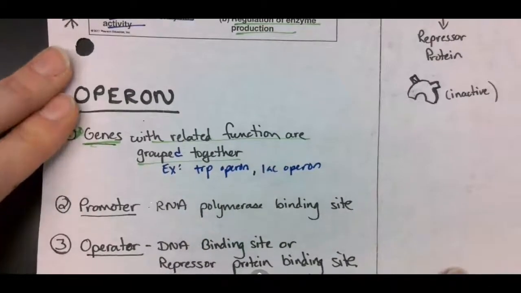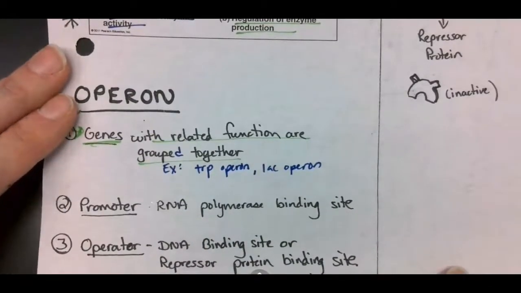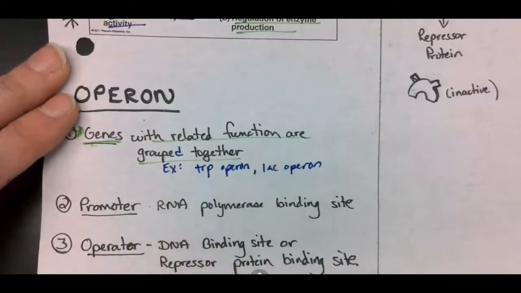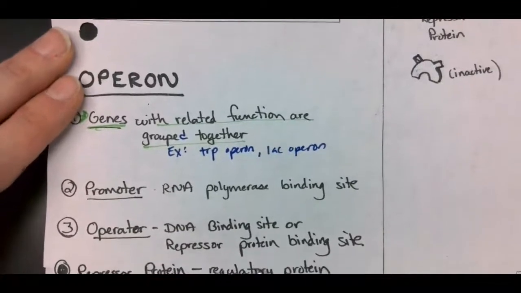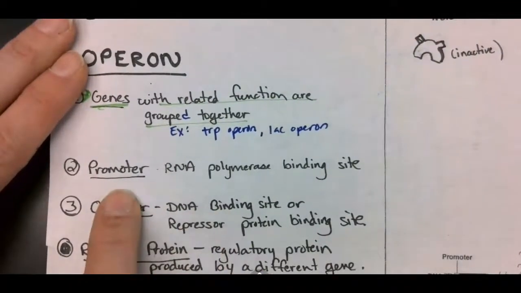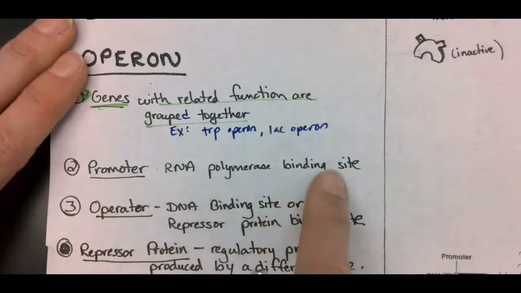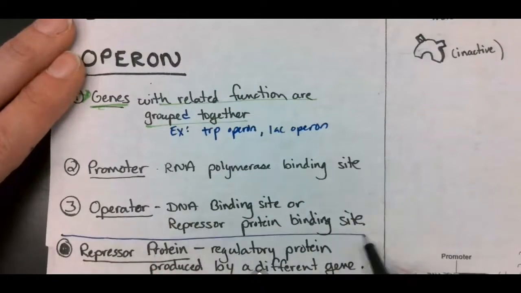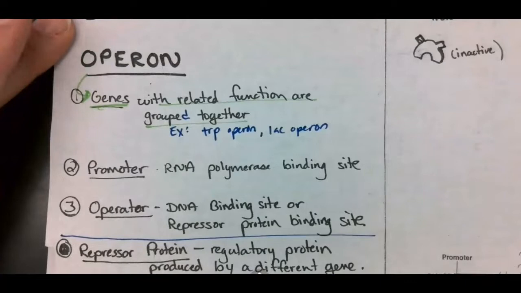There are many different examples, but we're just going to use each of these as kind of a classic example. Okay. In an operon, like I said, there are genes with related functions that are grouped together. Other important words to know are that there's a promoter region, and this is where the RNA polymerase binds. There's an operator. This is the DNA binding site or the repressor protein binding site. And then, not on the operon in a second location, there is a gene for a repressor protein, and this is a regulatory protein produced by a different gene.